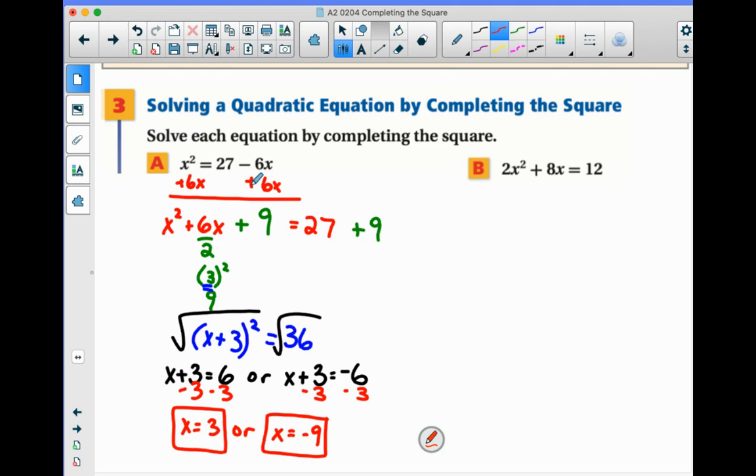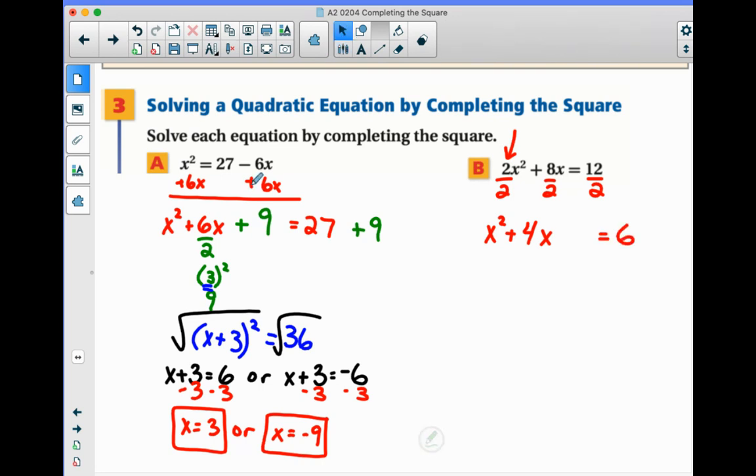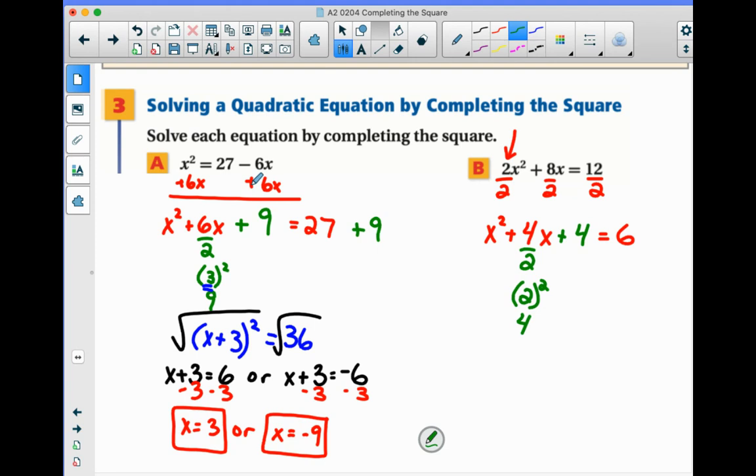So b, we got to have it just x squared. We can't have that 2 there. So what we can do is we can just divide everything by 2. Divide by 2, divide by 2, divide by 2. So now we have x squared plus 4x equals 6. Again, we're going to leave a little space there. So we cut this middle term in half, the b. 4 divided by 2 is 2, and then we have to square it. 2 squared is 4. So we are going to add 4 to both sides of this equation.